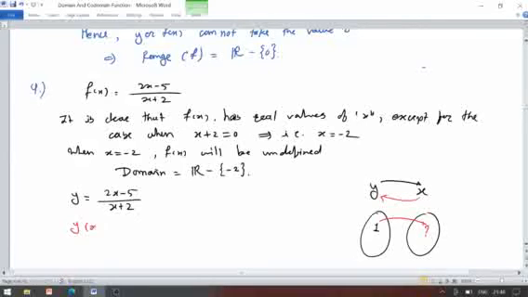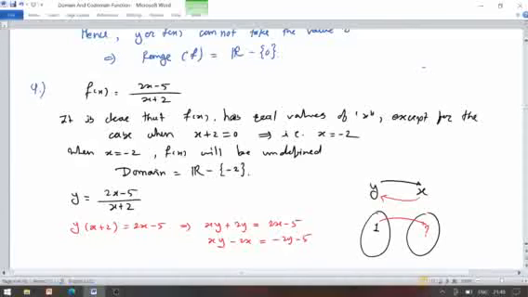Try to shift the denominator again, we have y times (x plus 2) equals 2x minus 5. So after distributing the y over the bracket, we get xy plus 2y equals twice x minus 5. Let us collect all the variables x towards the LHS. We have xy minus twice x equals minus 2y minus 5 here.